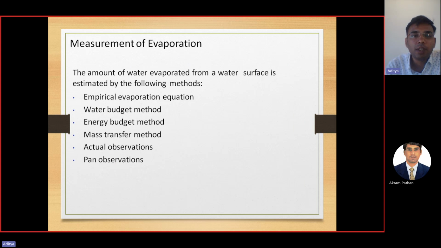Then next, measurement of evaporation. The amount of water evaporated from the water surface is estimated by different methods. First is the empirical method. Then next are water budget, energy budget, mass transfer, actual observation, and pan observation.